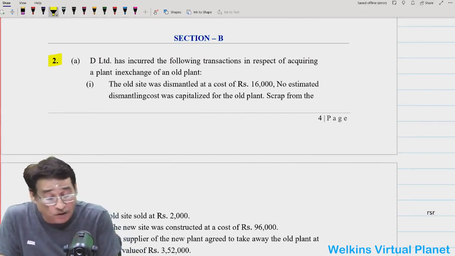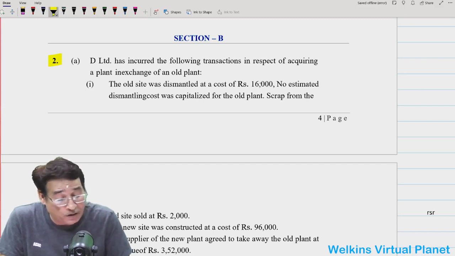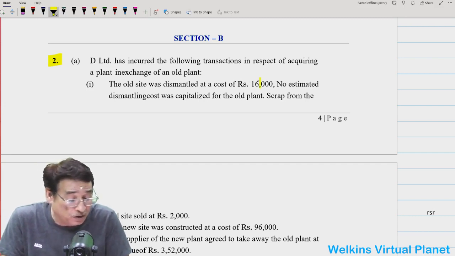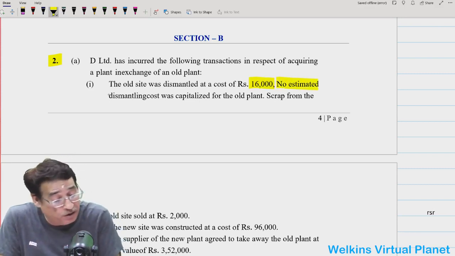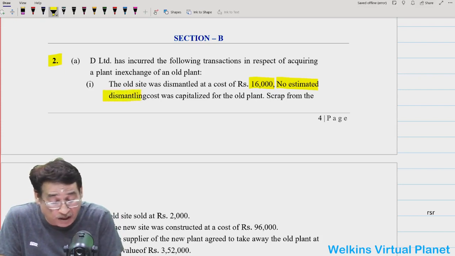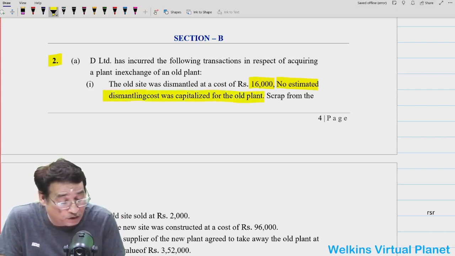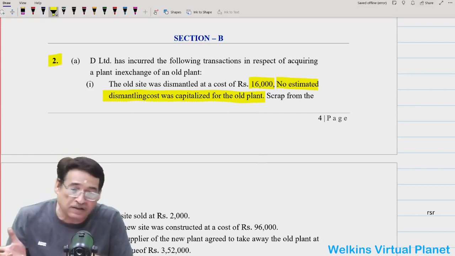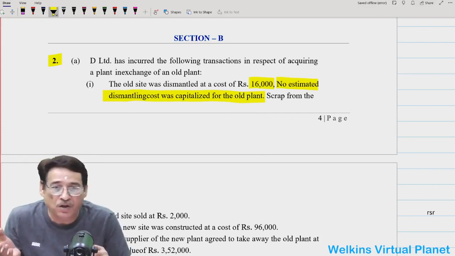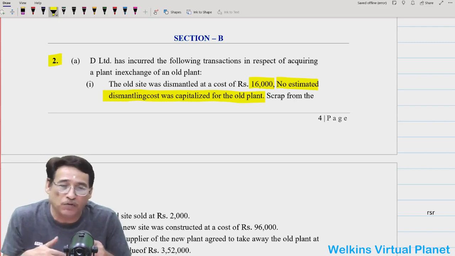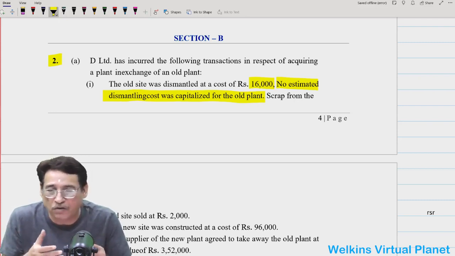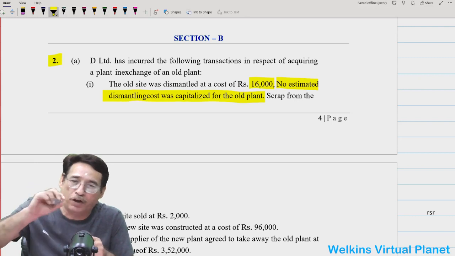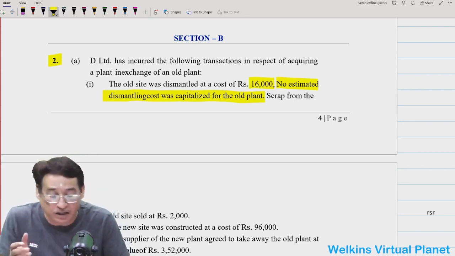The old site was dismantled at a cost of ₹16,000. Now your old site was there and it was dismantled, and no estimated dismantling cost was capitalized for the old plant. What does it mean? That means you have completely dismantled the site, and this cost will not form part of the new plant which we are going to get.